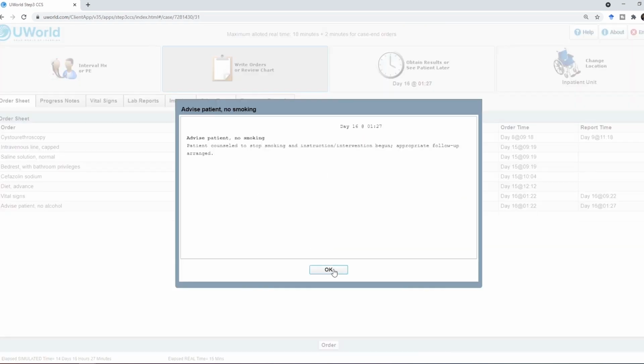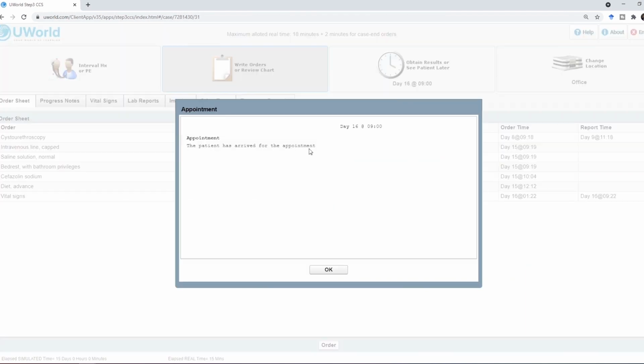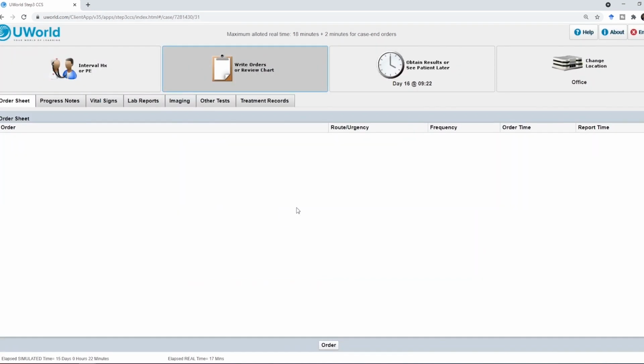The patient is consulted, continue. The patient is consulted regarding alcohol, continue. And the patient has arrived for the appointment. So the patient was discharged home and came back for his appointment. So here you can see normal vital signs. We can either choose to discharge the patient home if we see that the patient is stable in the hospital after surgery for a day or two, or you can, as we saw in this case, they asked us to schedule an appointment and the patient was discharged and came back to the office.